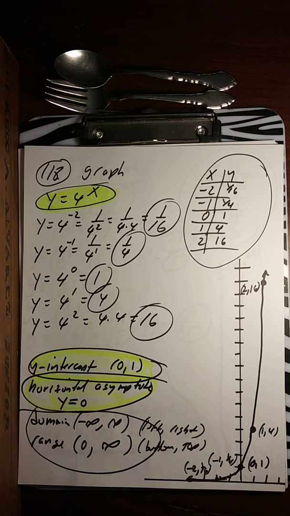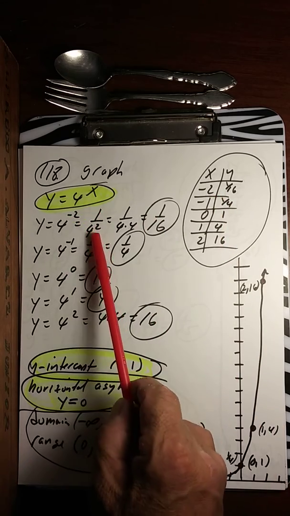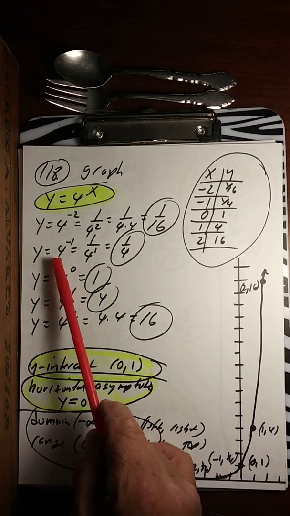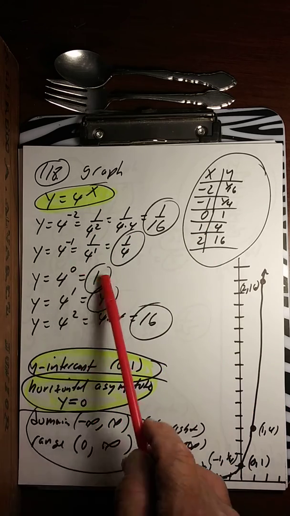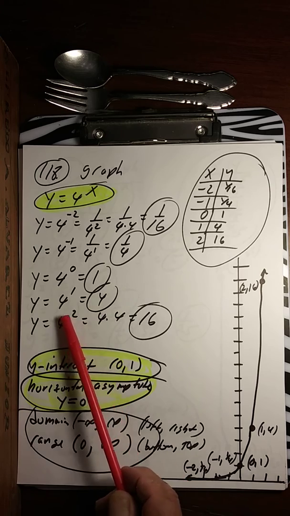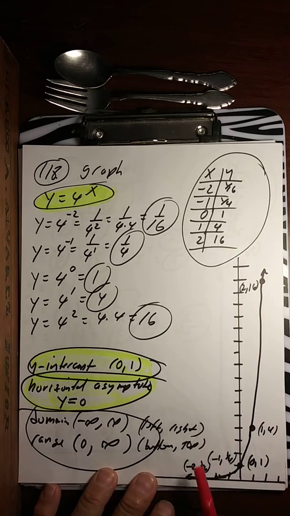4 to the x power. Put some numbers in there. Negative 2, 1 over 4 squared, 4 times 4 is 16, so 1 over 16. 4 to the negative 1 is 1 over 4 to the 1, 1 over 4. 4 to the 0 is 1. 4 to the 1 is 4. 4 to the second, 4 times 4 is 16. Put these numbers in here. So negative 2 is 1/16, negative 1 is 1/4, and at 0 it's 1. And then at 1 it's up to 4, and at 2 it's up to 16.